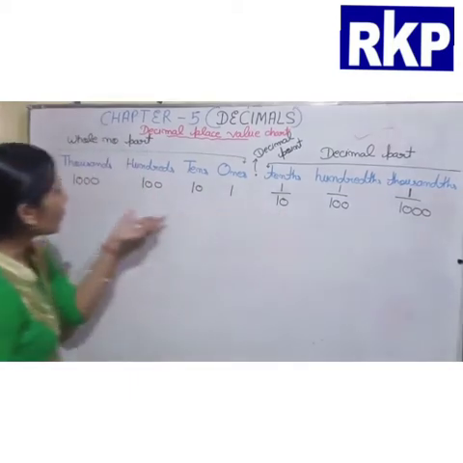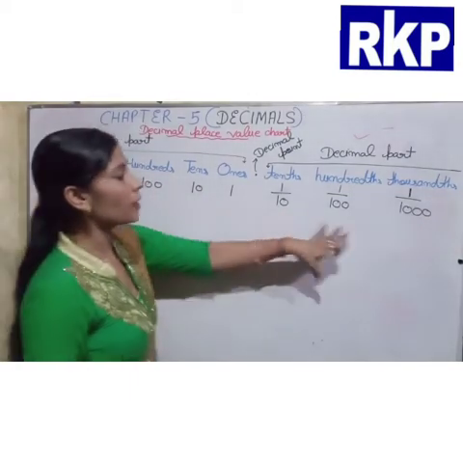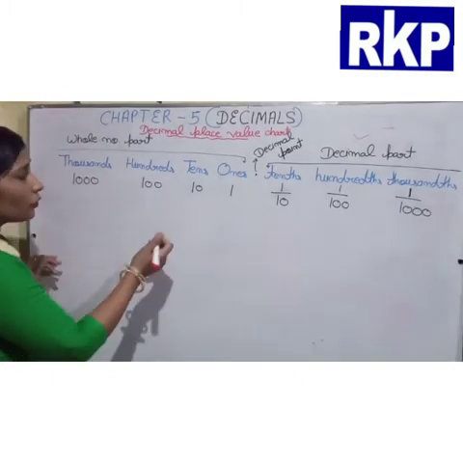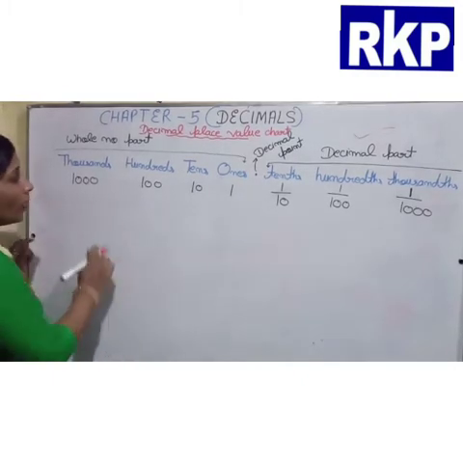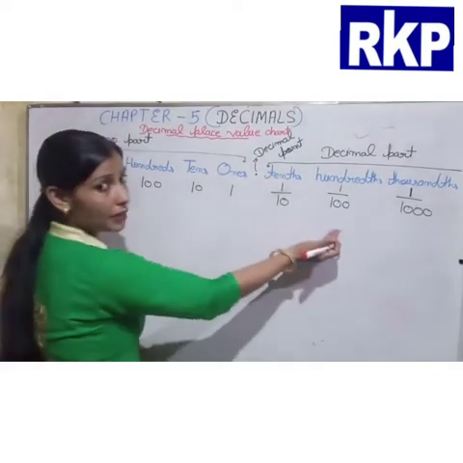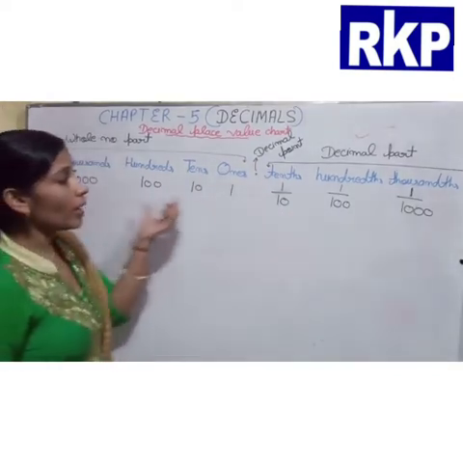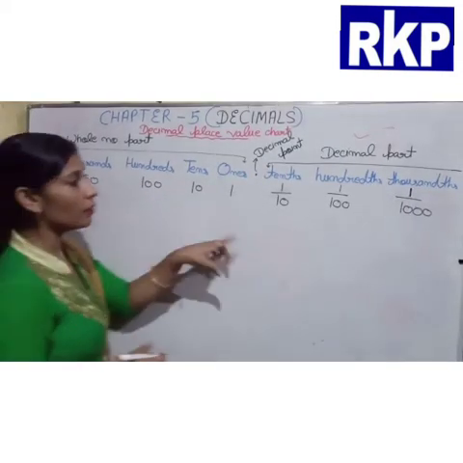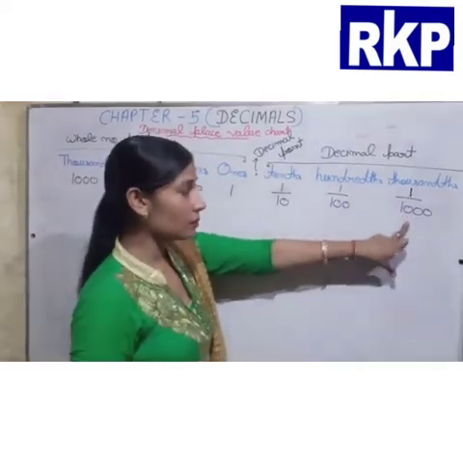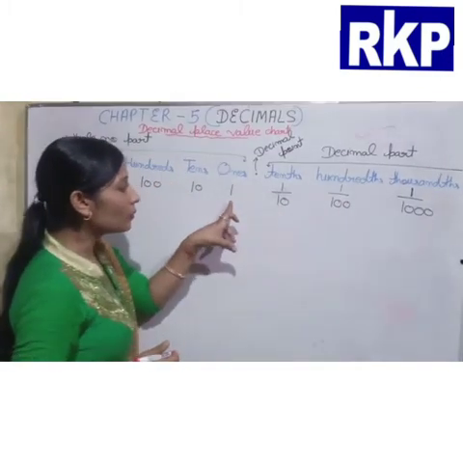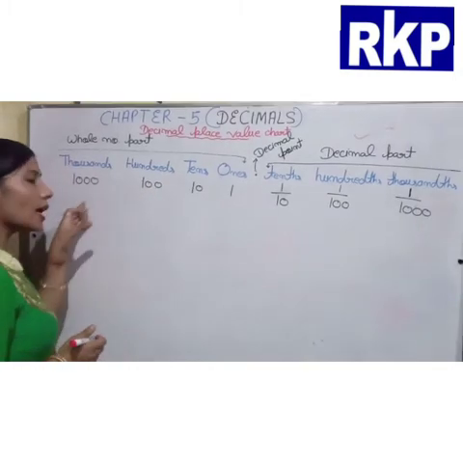Now, if we observe carefully, we can see that if we move from right to left, values are increasing 10 times. Here we have 1 by 1000, here 1 by 100, here 1 by 10, and here 1, 10, 100, thousands.